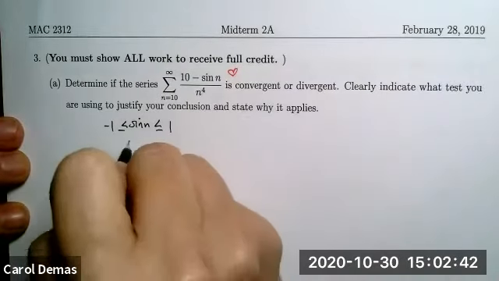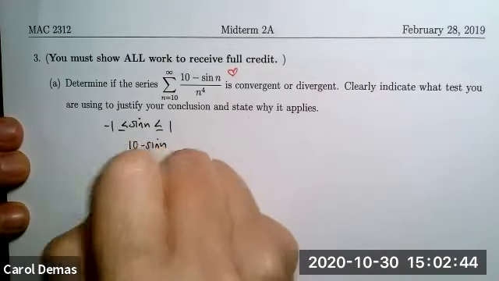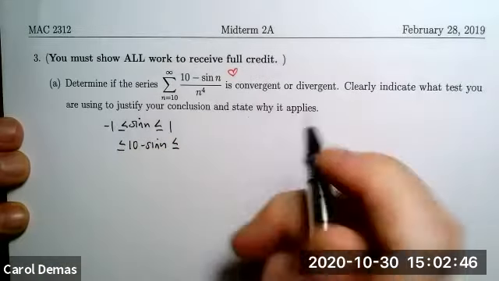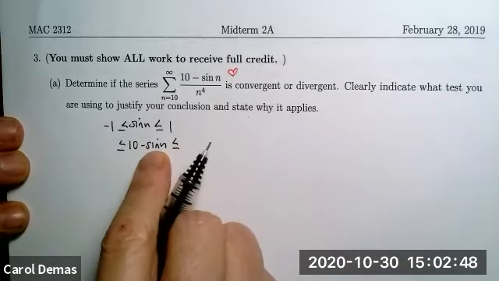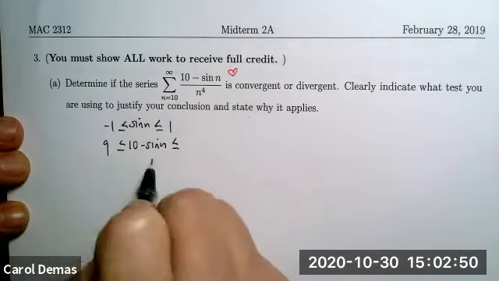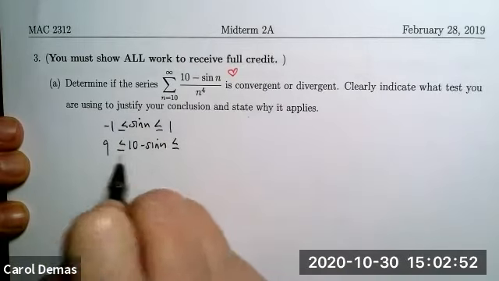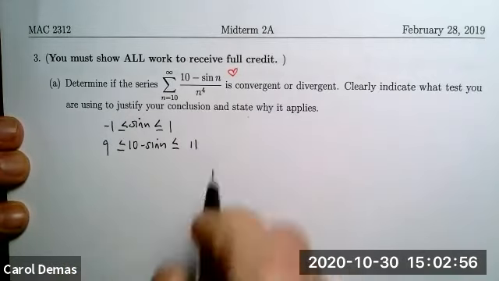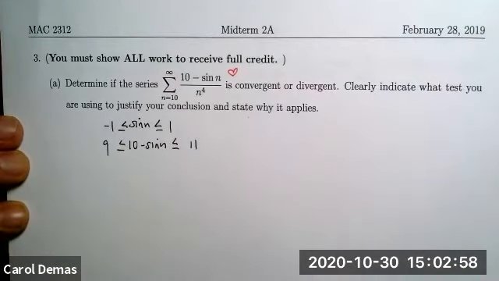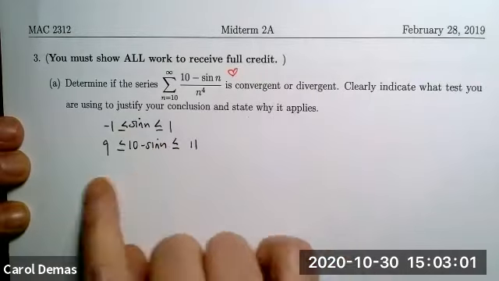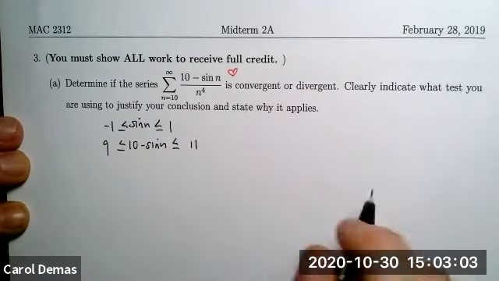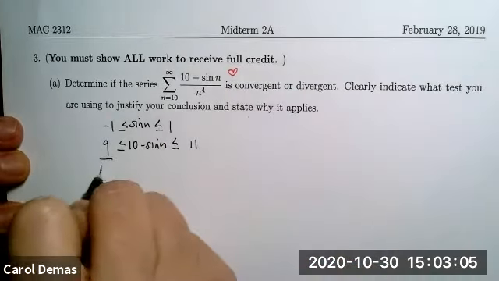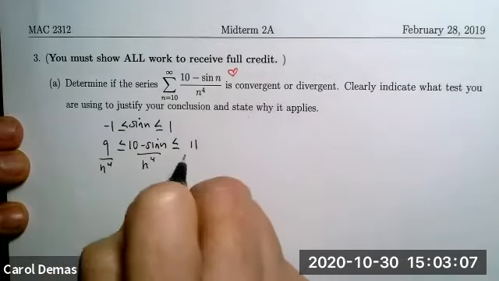So what can we say about 10 minus sine? If we have 1 here, we'll have 9. If we have -1 here, we'll have 11, right? Does everybody agree with that? Okay, and then we have n to the 4th downstairs, so we can divide everybody by n to the 4th.